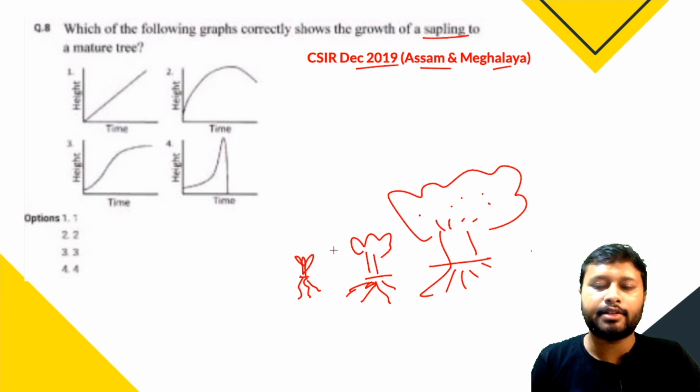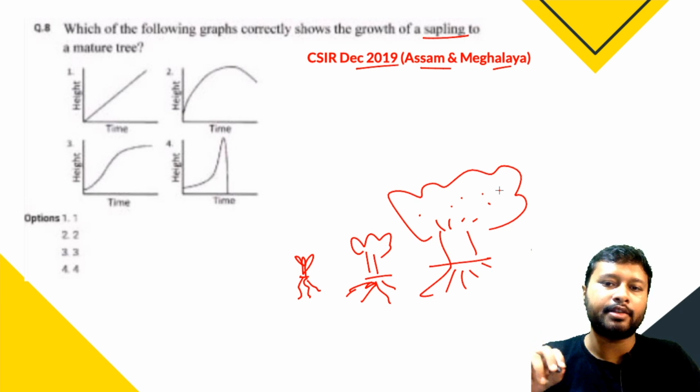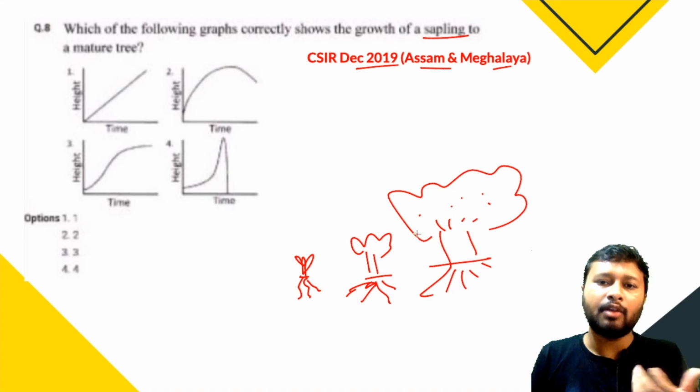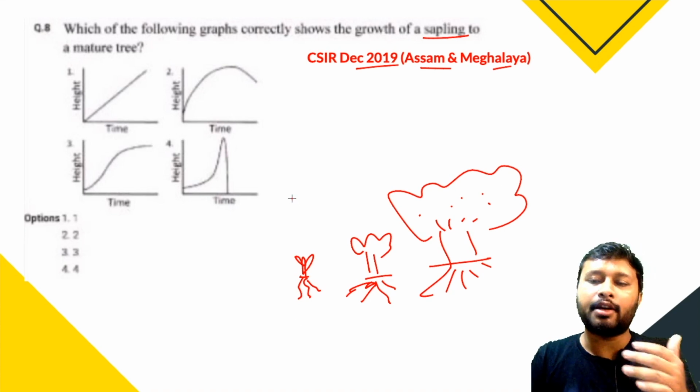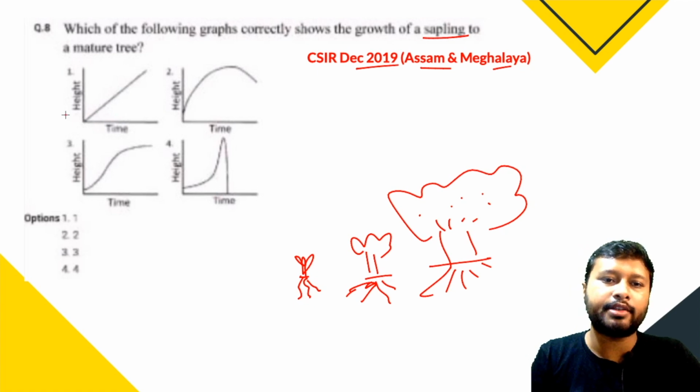Now if you look upon the growth of this, you have to understand what will happen to the height of this sapling with time. Of course it will increase, but is this height going to increase for an infinite amount of time? So let's read about the graphs one by one. The first graph says that with time the height keeps on increasing. It goes till infinity. Like if you keep on increasing the time, the height is also going to increase infinitely, but it does not happen, right?